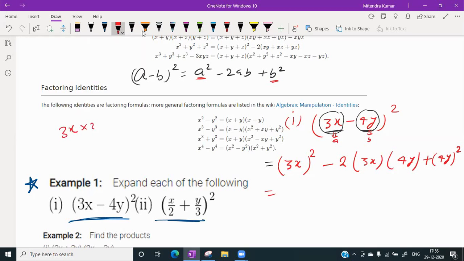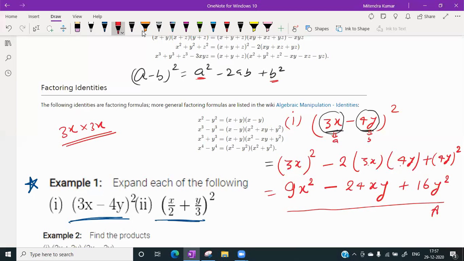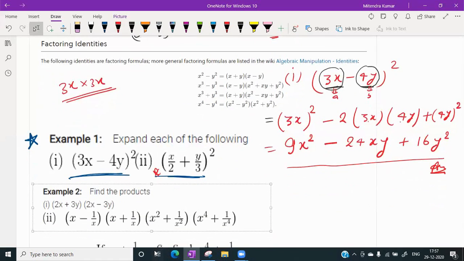If you multiply 3x into 3x, what will you get? You will get 9x square. This 2 into 3 into 4, how much? 24xy, plus 4y into 4y, that is 16y square. So this is the expansion and this is the answer. Same way, try this question and this question, these two questions. The product of these two, expand this.